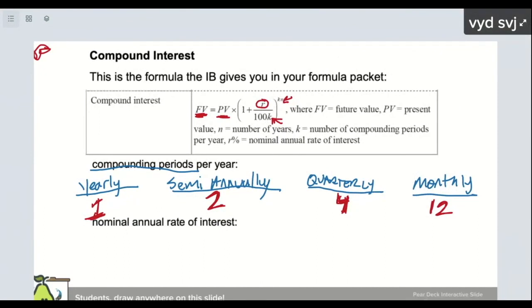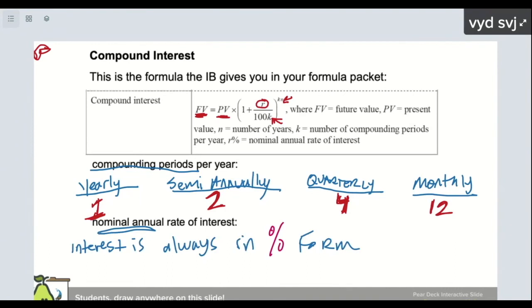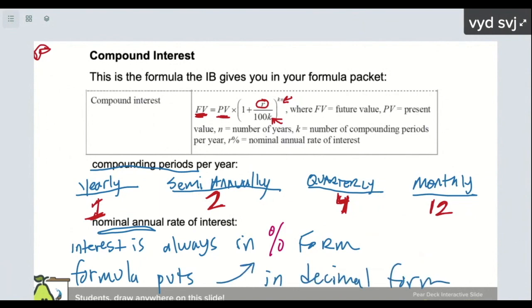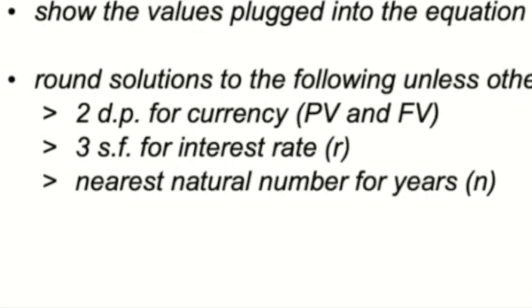And the thing about the nominal annual rate is that your interest rate is always used in percent form. The formula puts it back in decimal for you, so you don't have to put it in decimal form. You'll see what I mean when I go to the next slide and the problem. So 3 things to always remember: when you're rounding with money, always 2 decimal places, because we want 53 cents, 42 cents. Every other answer is always going to be 3 sig figs. Everything in this class is 3 sig figs unless otherwise stated. And again, natural numbers are always a positive whole number, bigger than 0.